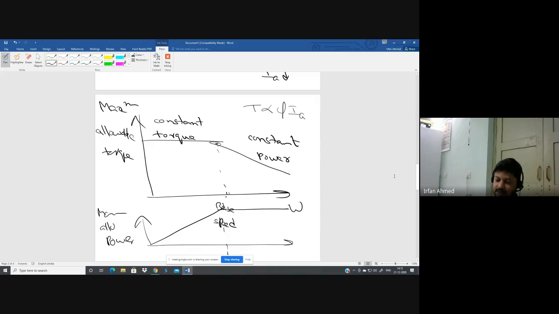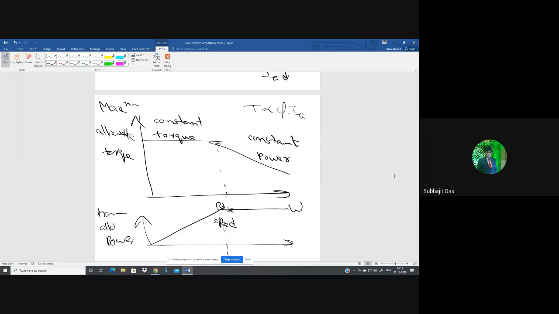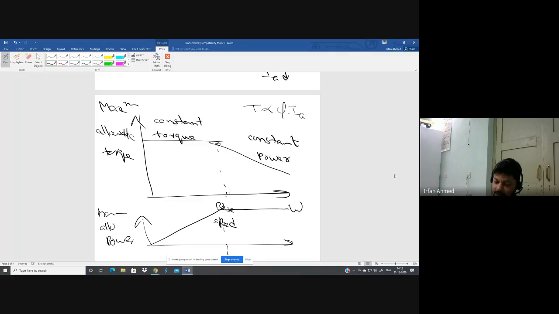You must have seen these characteristics before, constant torque and constant power. Have you? The thing is, these are maximum allowable torque and maximum allowable power. Actual will be different, because actual torque or actual power will depend on the load.